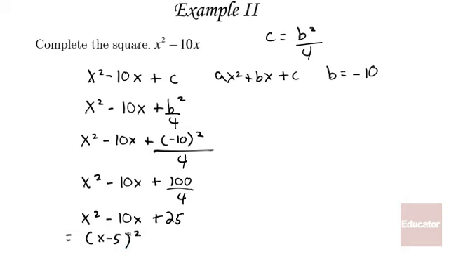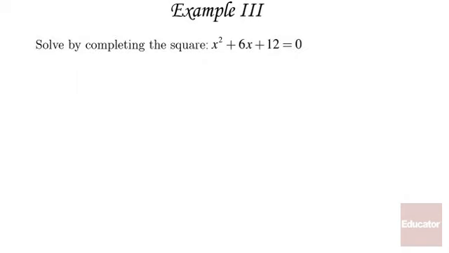Okay, so to complete the square, you need to find a constant term, and the constant term is going to be equal to b squared over 4. So b equals negative 10, substituting in here, and that gave me a perfect square trinomial.